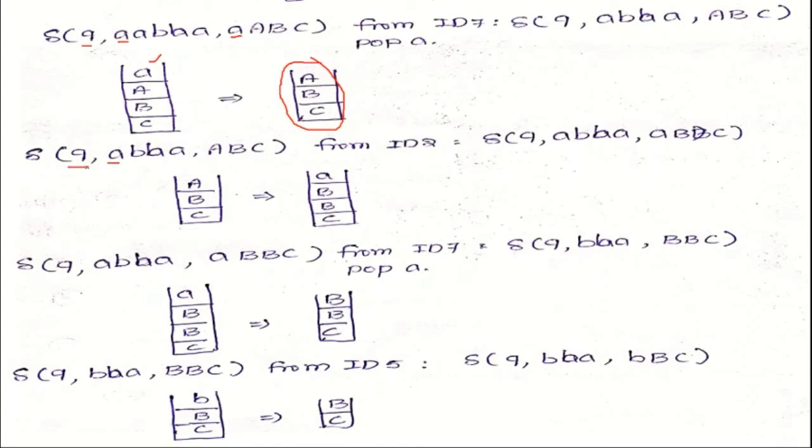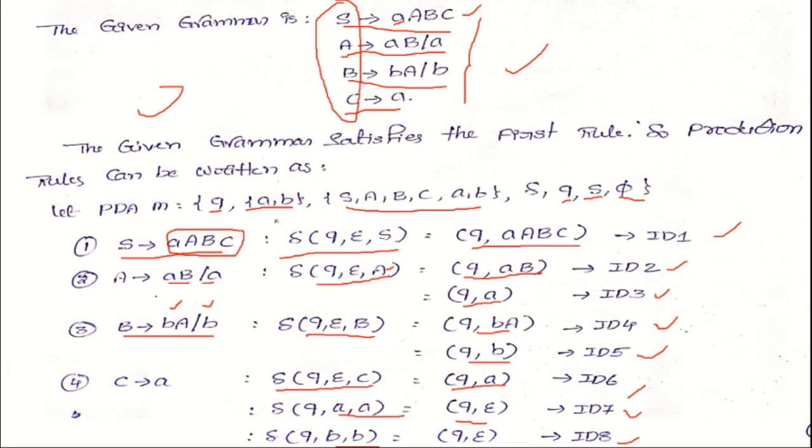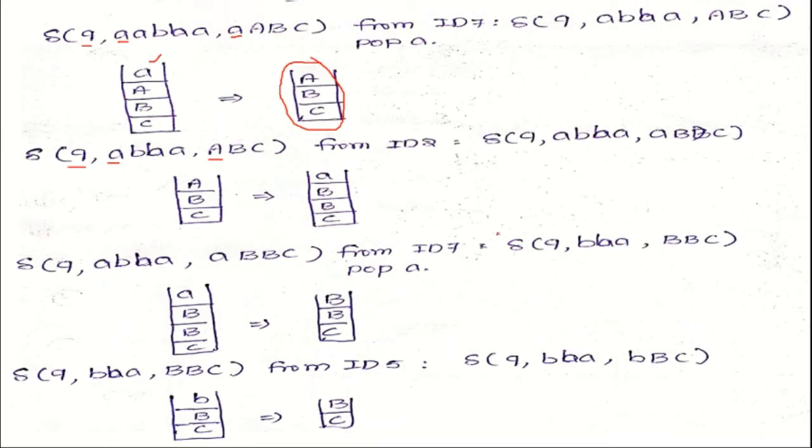Now the current state is Q and the top of the stack is capital A, this is a non-terminal, so that's why from ID2. Actually for this there are two production rules, in the place of A we can replace either AB or only A. Here the input is A, so that's why we consider this production rule, Q comma AB, so that means AB will be pushed into the stack in the place of this A.